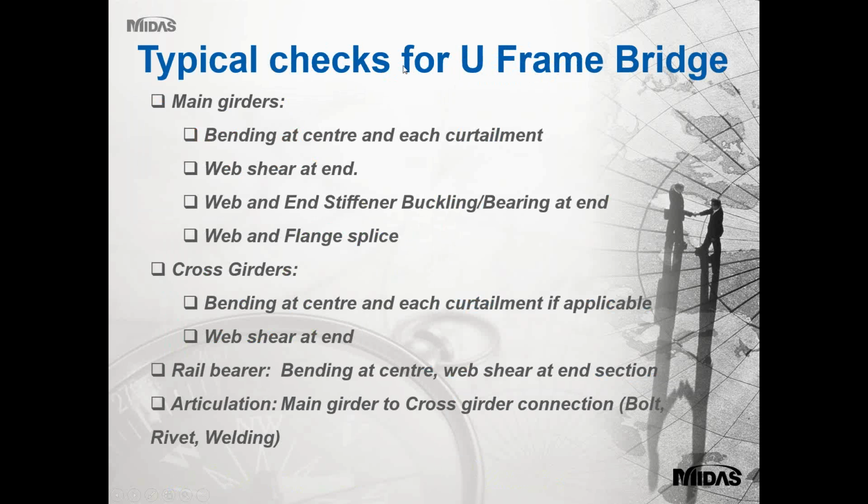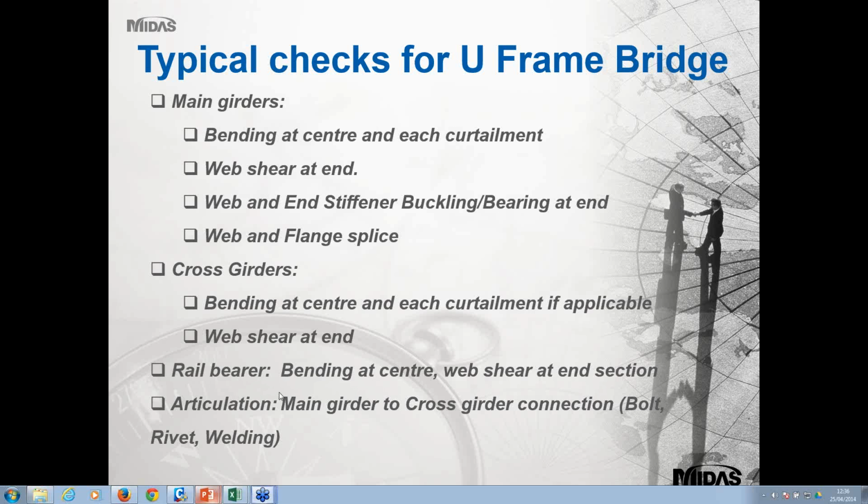Some typical checks that we do for U-frame bridges include the main girder checks, which involve bending at the center and web shear at the ends. Web and flange splices should be checked. Cross girder locations, rail bearers, and some articulation like the main girder to cross girder connections, so bolted or welded connection or riveted connection.